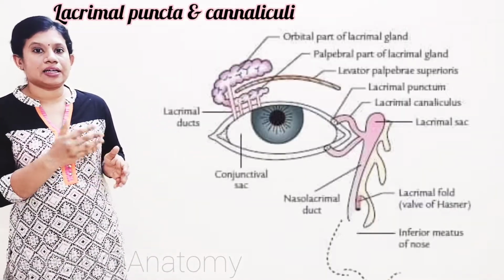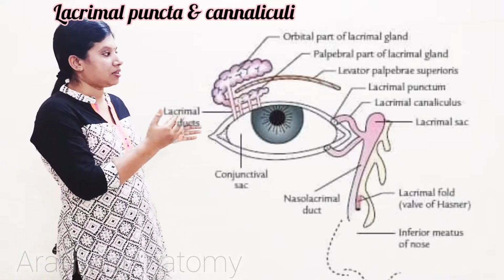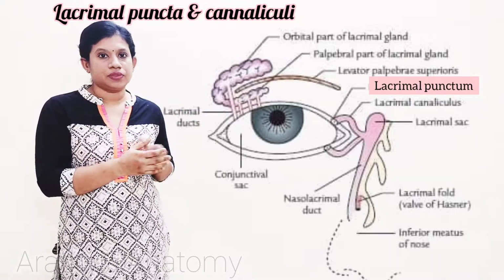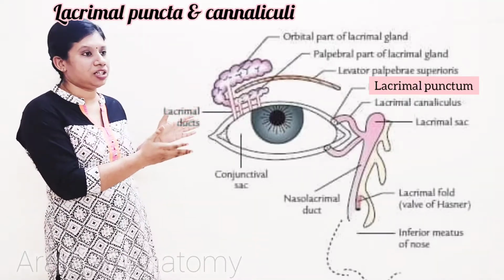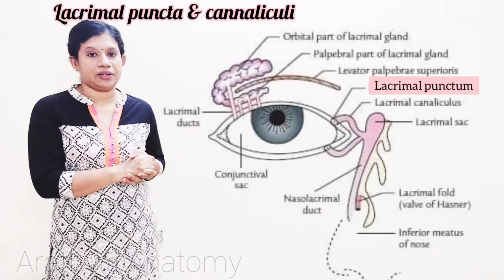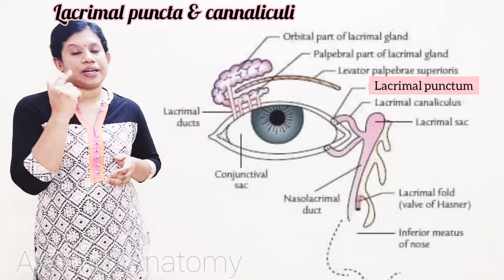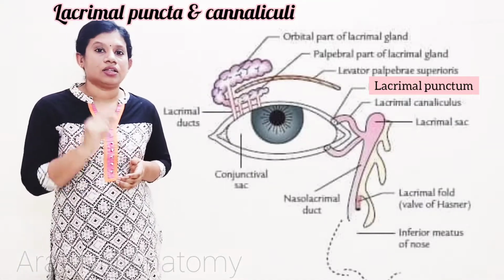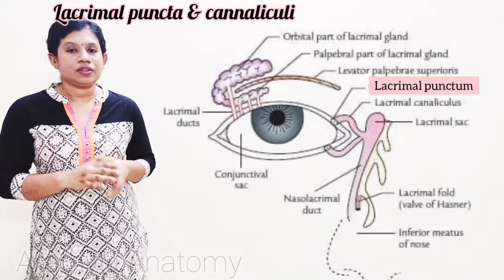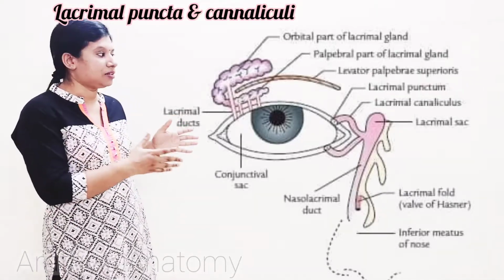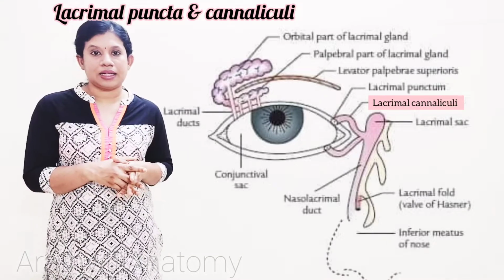The next one is the lacrimal punctum and lacrimal canaliculi. Lacrimal punctum means the small opening which you can see. From the conjunctival sac, the tear fluid enters into the punctum and reaches the canaliculi. You can see the lacrimal punctum in your lower eyelid as well as the upper eyelid, on the medial aspect, a small opening. Now moving on to the lacrimal canaliculi. The lacrimal punctum continues down as the lacrimal canaliculi.